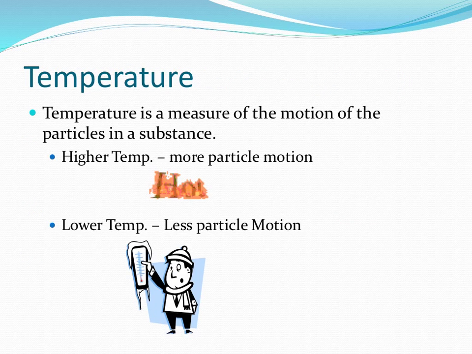Now, to understand kinetic molecular theory, we have to understand this idea of temperature. Temperature is a measure of how fast the particles in a substance are moving. When we measure a high temperature, that means those particles are moving around really fast. When it's colder, those particles slow down.